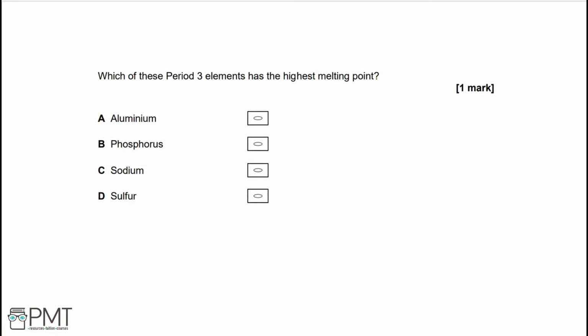Which of these period 3 elements has the highest melting point? A, aluminium, B, phosphorus, C, sodium, or D, sulfur?